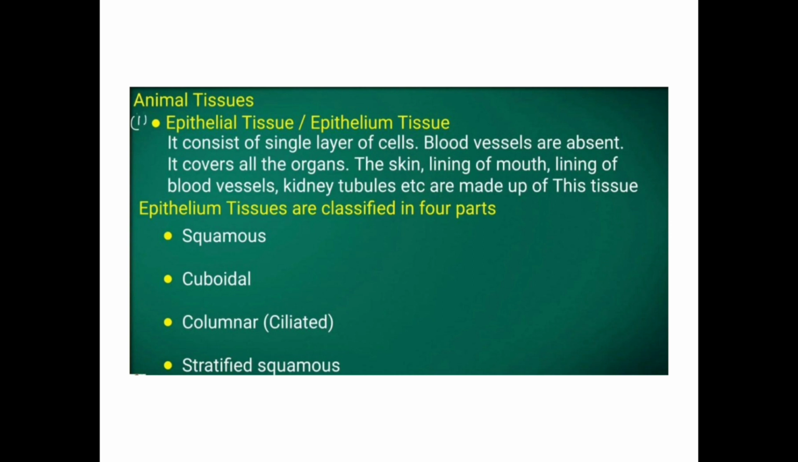The skin, the lining of the mouth, the lining of blood vessels, kidney tubes, etc. are made up of this epithelial tissue. So epithelial tissue covers all the organs. It is divided into squamous epithelium, cuboidal epithelium, columnar epithelium and stratified squamous.